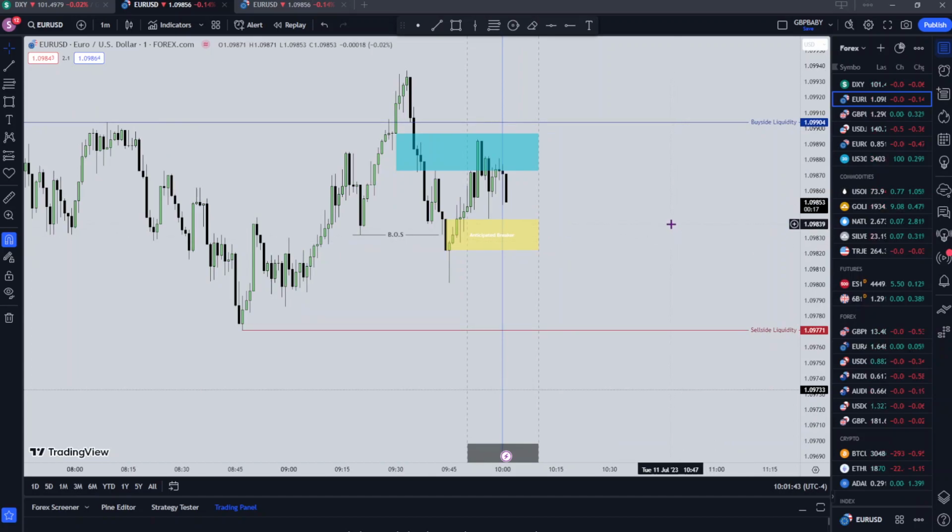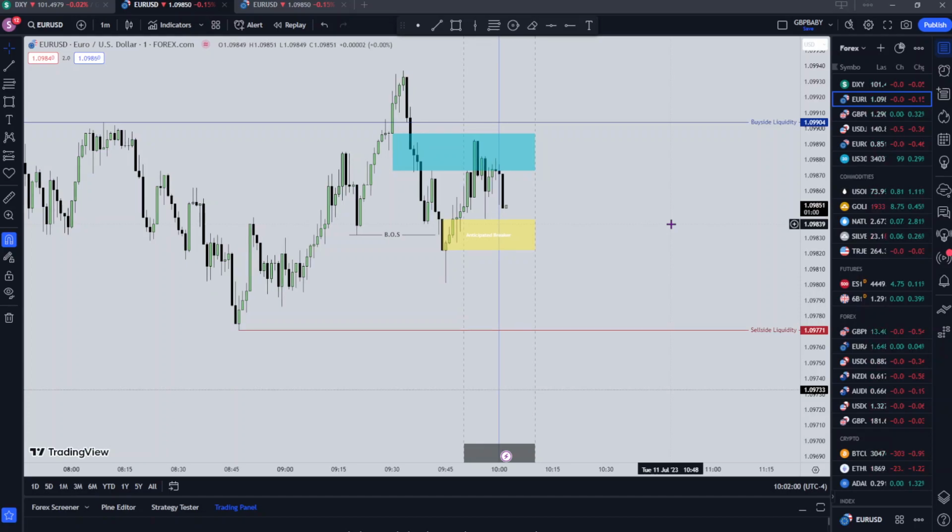Honestly, watching price action, especially with a trade on, is probably one of the most boring yet intense things ever. It's part of the game. It's nice to see us close there.